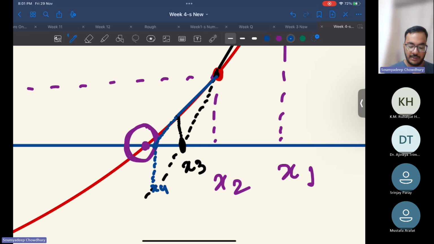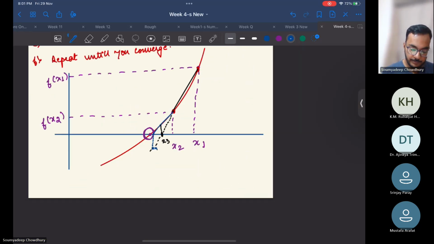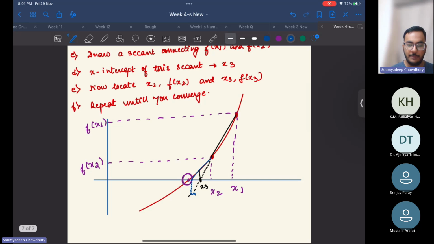Again, I have to repeat with x3 and x4, and we'll see that slowly the x-intercept of the secant will converge towards the actual root. Is the geometrical approach clear or should I explain it again?